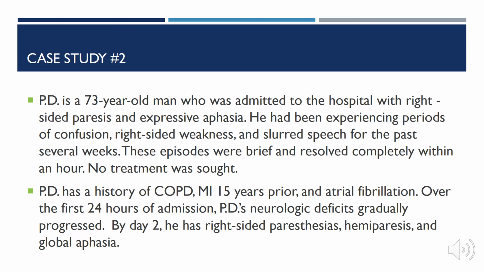Over the first 24 hours of admission, PD's neurological deficits gradually progressed. By day 2, he has right-sided paresthesia, hemiparesis, and global aphasia. What is probably the cause of this stroke? Most likely it's because he has AFib.